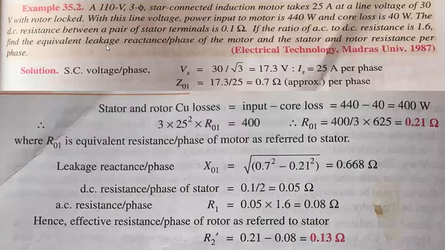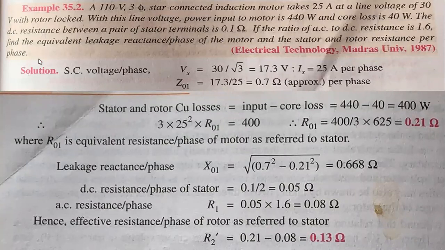Find the equivalent leakage reactance per phase of the motor and the stator and rotor resistance per phase. So first we have to find X01, the equivalent leakage reactance of the motor, and after that the stator and rotor resistances R1 and R2. All are per phase only, we have to find them per phase.